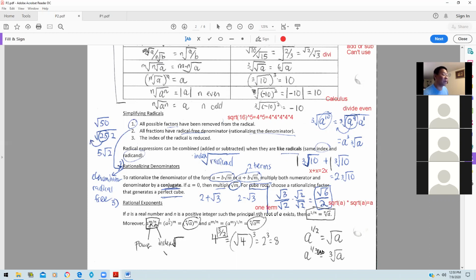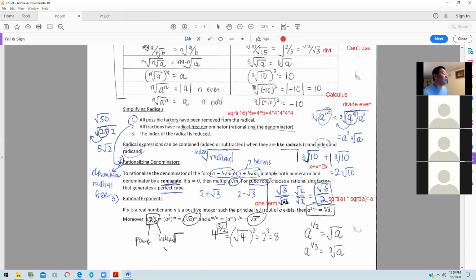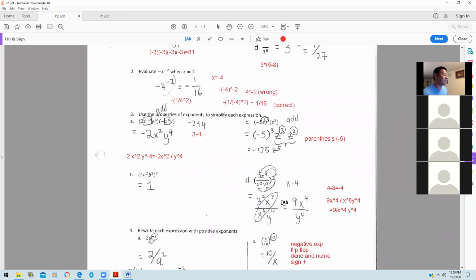It goes both ways. This is used a lot in college algebra, so when you go to college algebra next semester, we use this a lot. Make sure you know that once you see a fraction in the exponent, it's a radical, a square root or cube root. All right, let's talk about some examples.